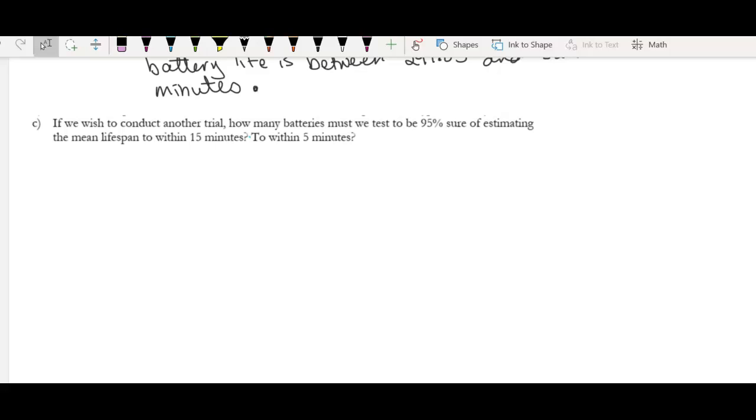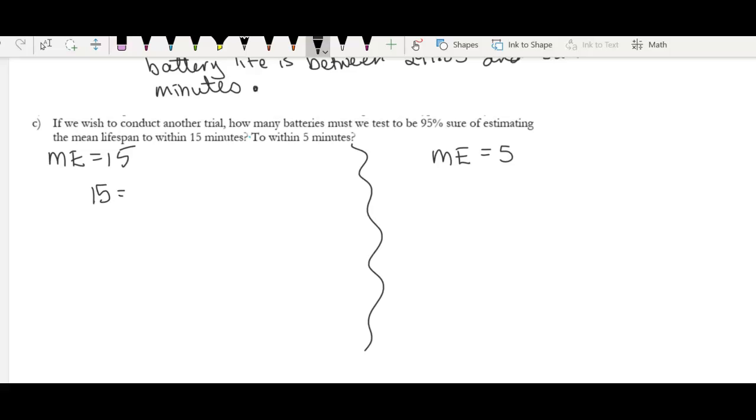Okay, so AP stats. Here's the thing. We're going to do this within 15 minutes. So we'll do this one. Margin of error is 15. And then the margin of error is 5. Okay, so I know that you know how to set this up. 15 equals the critical t, times 29.3, because that's the standard deviation, divided by square root of n.